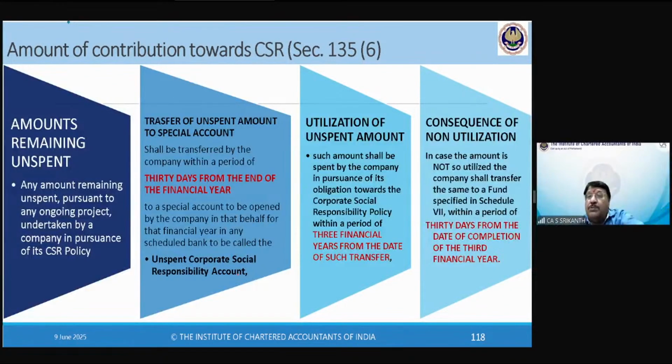Suppose 3 years also you have not spent it. For 3 years, you kept that money, didn't spend it. Then it should be transferred to the fund specified in Schedule 7 within a period of 30 days from the date of completion of the third financial year. So my project is 3 years. So I'm given till 3 years, I have not spent it. Actually, when you're giving an ongoing project, you should also tell us how much you're going to spend in the first year, second year, third year.